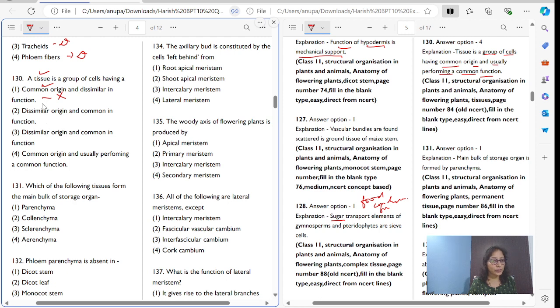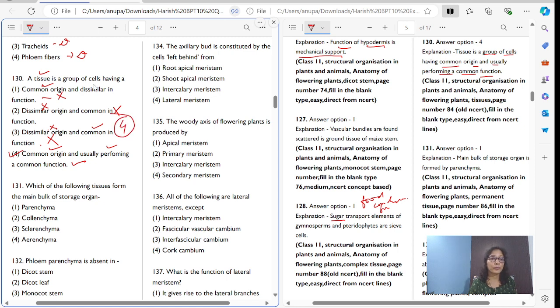The second option is dissimilar origin. This is not correct. They have similar origin, so this option is wrong. The next option is dissimilar origin and common in function. They have similar origin, so this option is also wrong. Although they are common in function, they are similar in origin also. So this option is also wrong. And the next option, option number 4, is common origin. This is right, and usually performing a common function. This is also right. So the answer for this question will be option number 4.